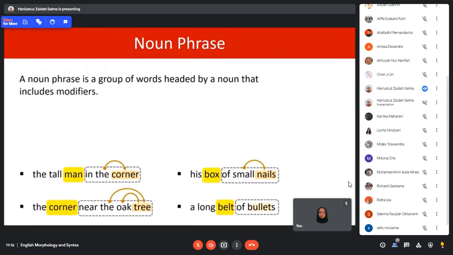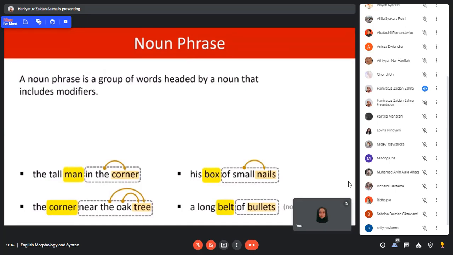Look at this though. A long belt of bullets is a noun phrase, but the word bullets is not a noun phrase, because remember, a noun phrase has to be a group of words. The word bullets has no modifiers, therefore it can't be a noun phrase.